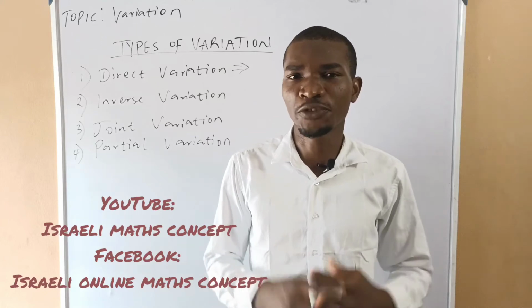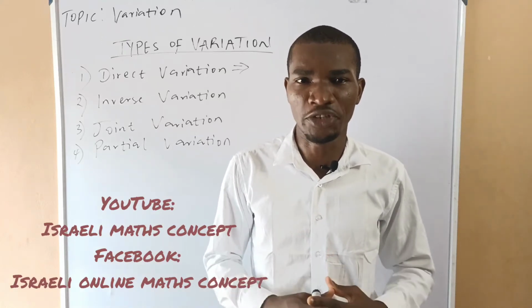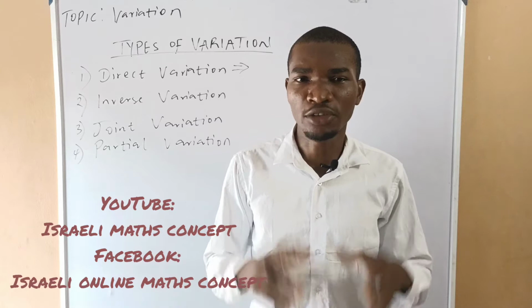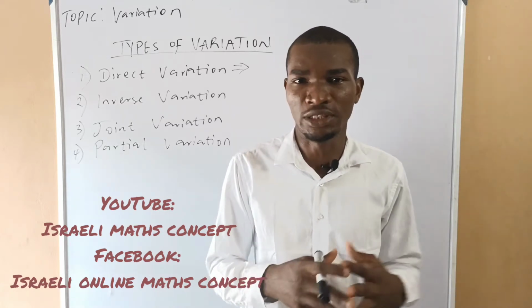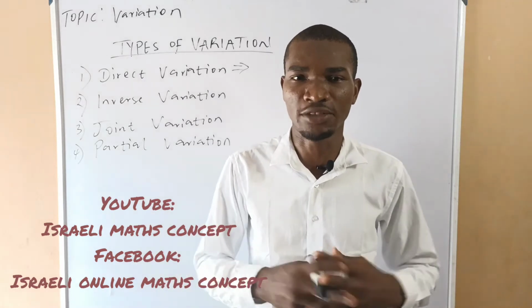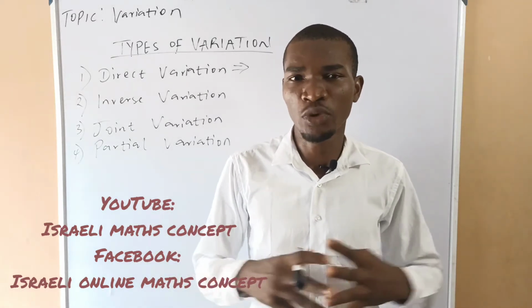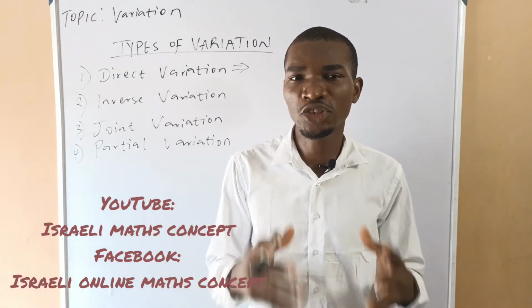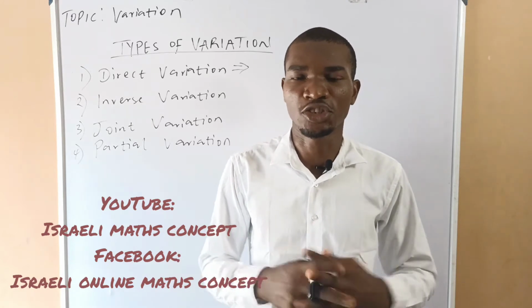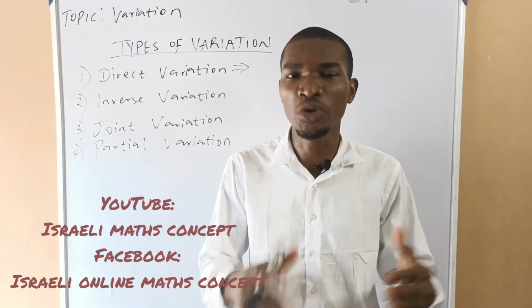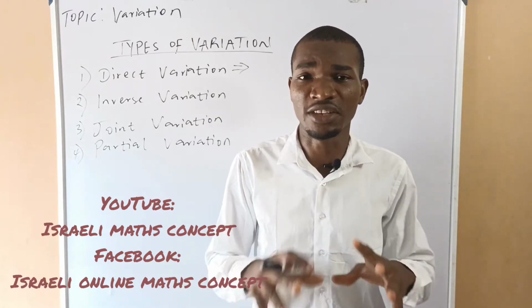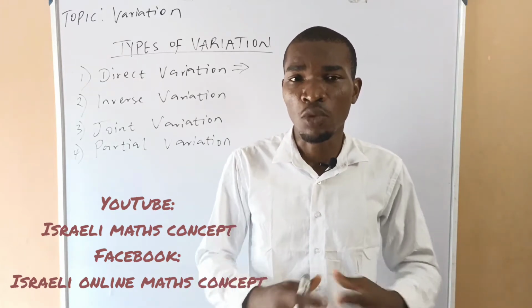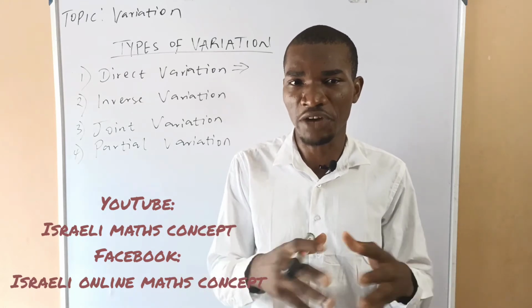Hi friends, in this video I'm going to engage you on variation as a topic and also teach you the types of variation with their respective meaning and how they could be seen in real life situations. Let me begin with what a variation is. A variation simply means a relationship that exists between two or more quantities. Whenever we have a relationship that exists between two or more quantities, we can refer to it as variation.